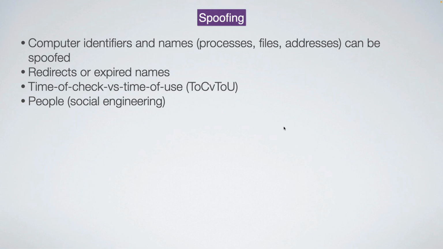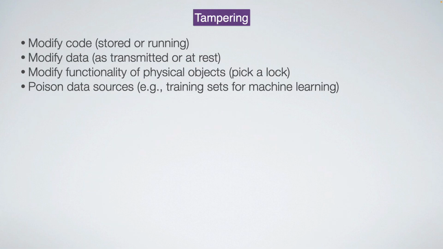Social engineering, that's another big aspect of spoofing. Tampering is just modifying things. So it could be code. That's the most obvious. Like malware is basically just tampering with code. It could be code that's stored on a repository, so when people download it, they run the malware. It could be code that's already running or already installed on your computer, that type of thing.